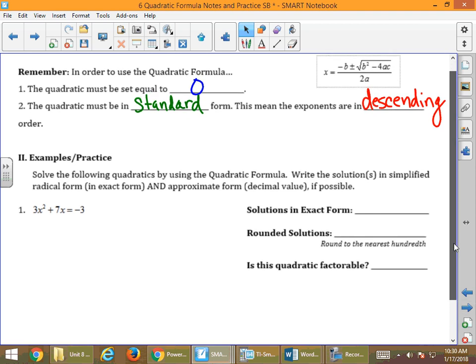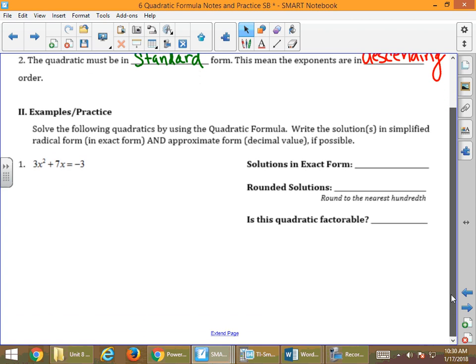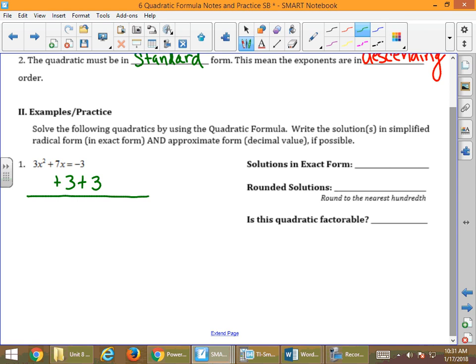When we look at example number 1, it's not quite in standard form because it doesn't equal 0. So we can start with that. We can add 3 to both sides, and we get 3x squared plus 7x plus 3 equals 0. Now the equation's in standard form, and it is in descending order.